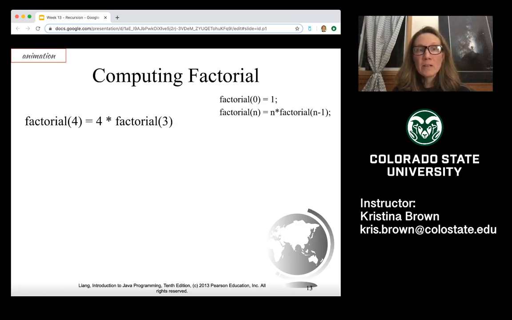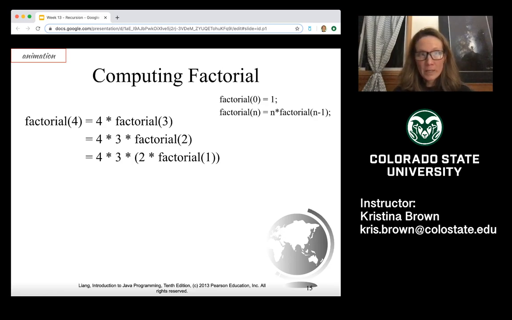We're going to break that down and simplify it: factorial of 4 equals 4 times factorial of 3. Okay, so we're simplifying that a little bit further here. 4 times 3 times, now we're going to do factorial of 2. And then 4 times 3 times 2 times factorial of 1. And then we're going to keep going and simplifying the problem even further, right? 4 times 3 times 2 times 1 times factorial of 0.